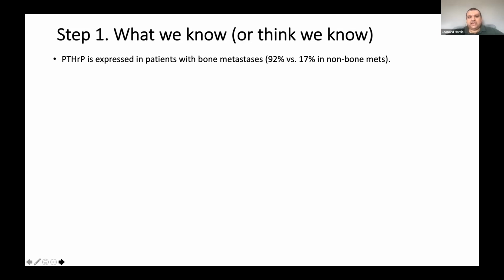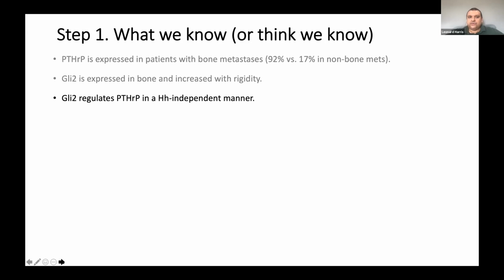So the first thing is that PTHrP is known to be expressed in patients with bone metastases. For example, 92% of patient samples in bone metastases, as opposed to 17% in patients that have non-bone metastases. They also know that GLI2 is expressed in bone with increased rigidity, as you just saw. GLI2 also is known to regulate PTHrP in a hedgehog-independent manner. So GLI2 is part of the hedgehog signaling pathway. However, this is acting in a non-hedgehog context.